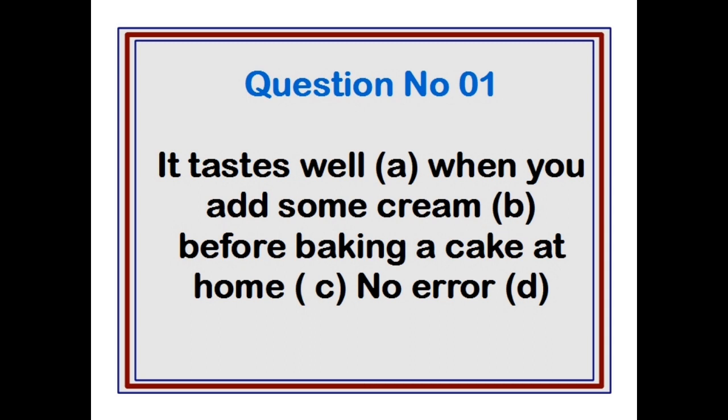If you read the sentence carefully, you will find the verb used here is taste. Now, there are some verbs like taste, remain, appear, seem, look, feel. These verbs are called copular verbs.